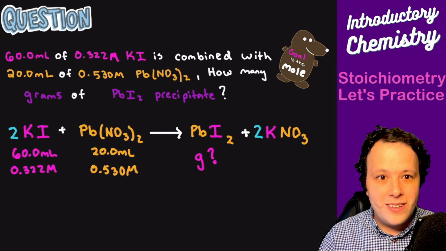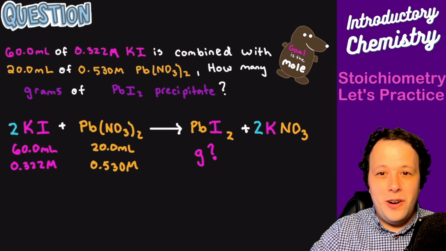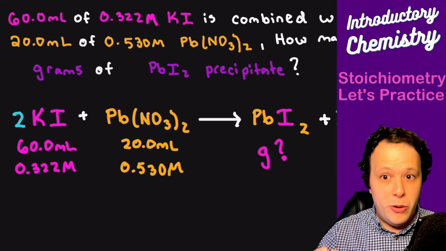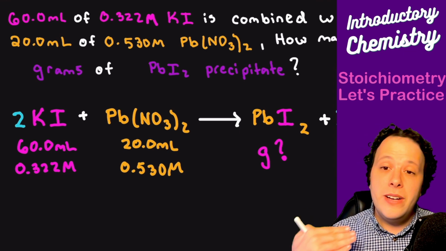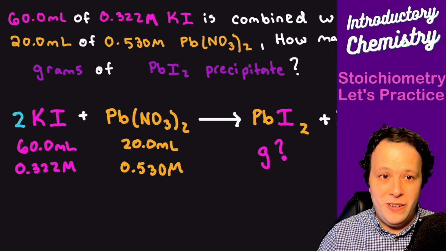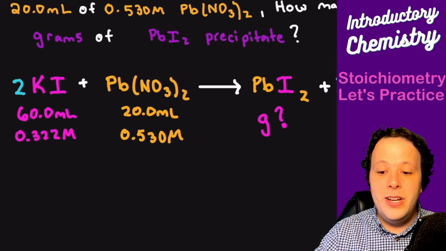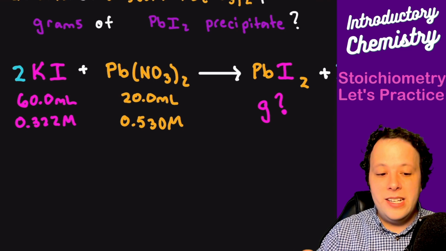So where do you start? And you'll see that you have all 4 of those values here. You have both the volume and the molarity for both. So what does that mean? You have a limiting reagent problem on your hands when you have both volume and molarity. So we need to solve for both of these getting to lead iodide.